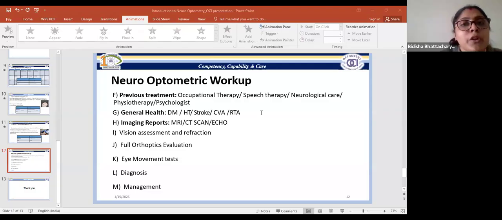If they have some previous history like any cerebrovascular accident or non-traumatic issues, or any road traffic accident after having some dysfunction in the brain due to a neurological disease, dysfunction or injury, those patients should be called neuro-optometric cases. But other patients who work as IT professionals or teachers, who have headache after prolonged near work, are not neuro-optometric. They can be referred to the orthoptics clinic.